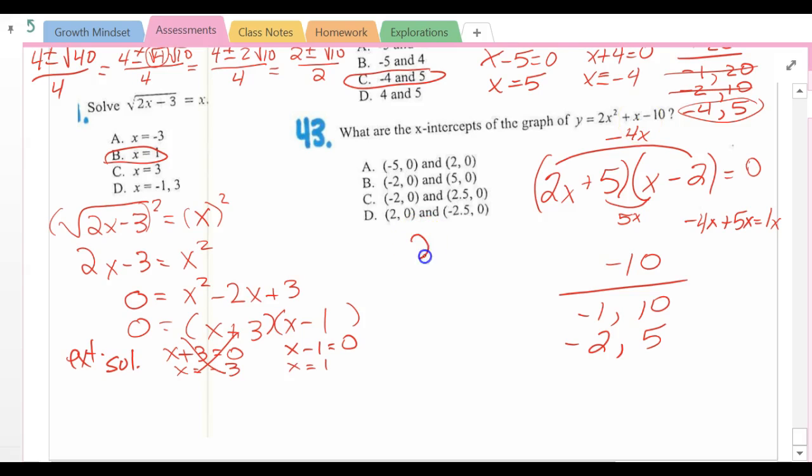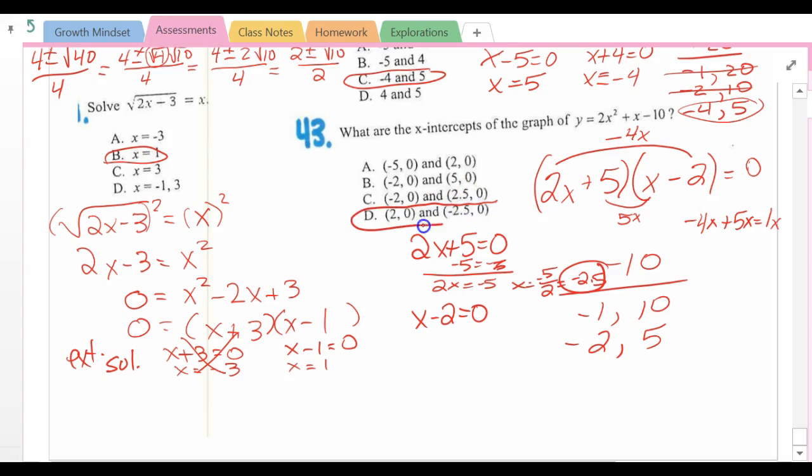Okay, so now I have 2x plus 5 equals 0, and x minus 2 equals 0. So I subtract 5, so 2x equals -5, or x equals -5 over 2, which is -2.5. So that's one of my answers. And that looks like it's going to be right there. And here x equals 2. Okay, that wraps up remediation 5.